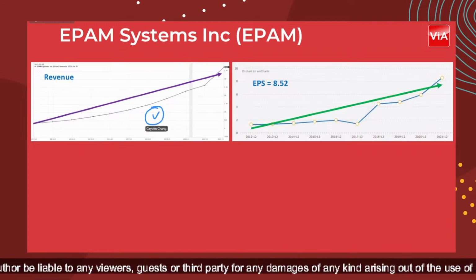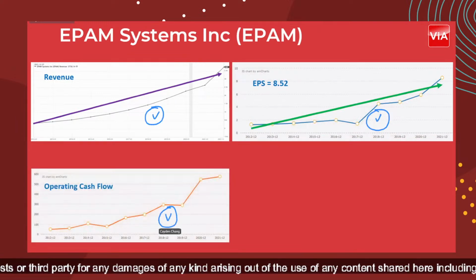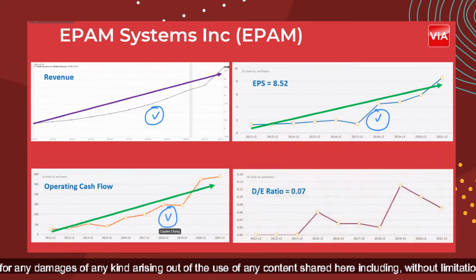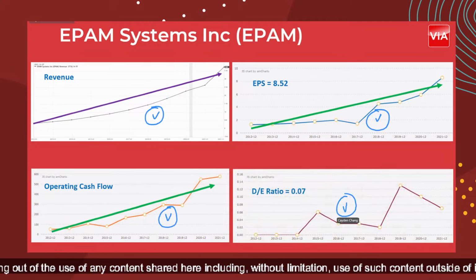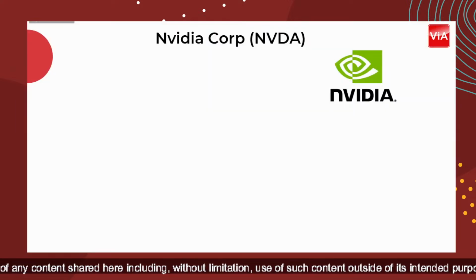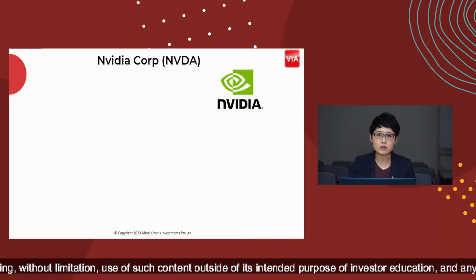EPS is also increasing and positive. Operating cash flow is also increasing and positive. And their debt is actually quite low, which is lesser than 0.5. So another positive tick.